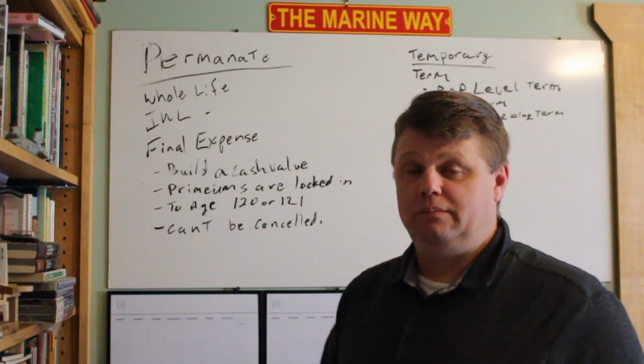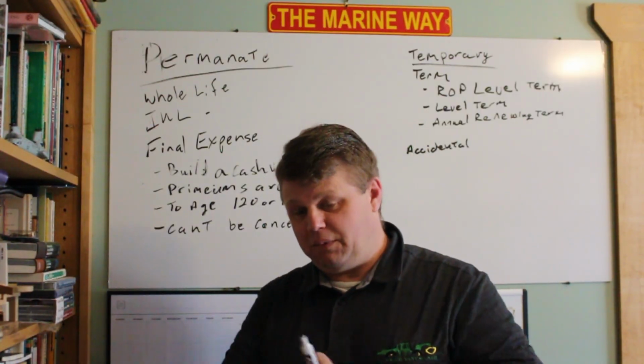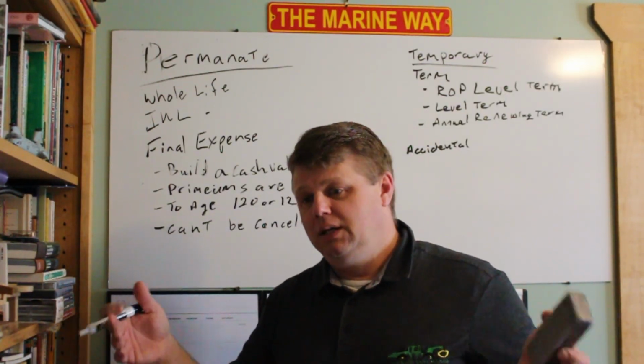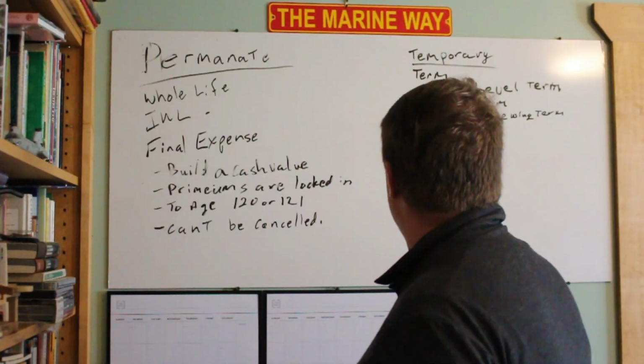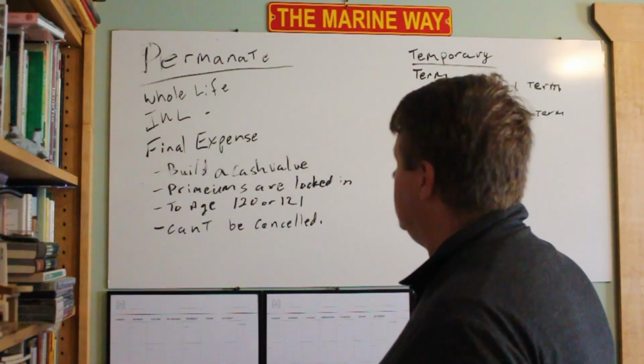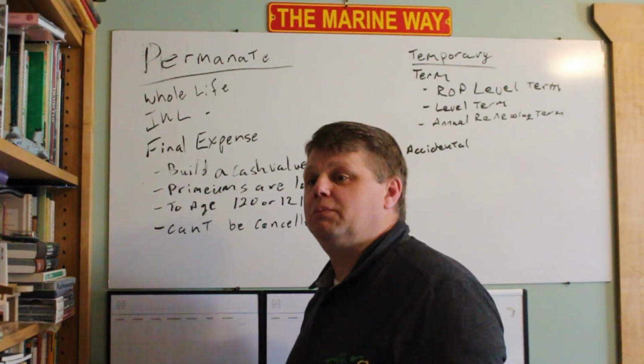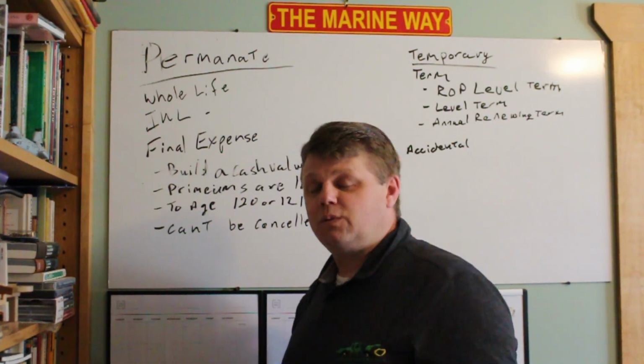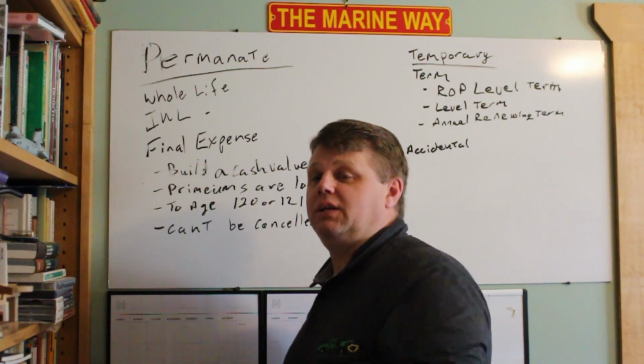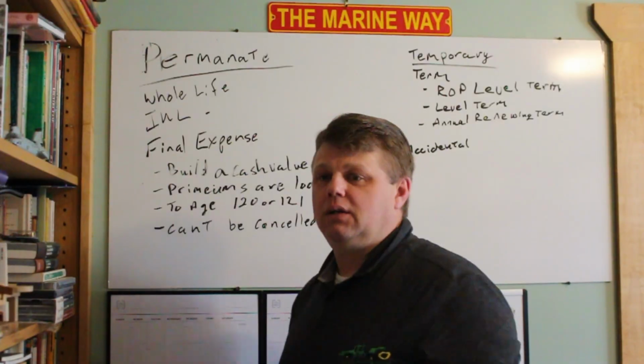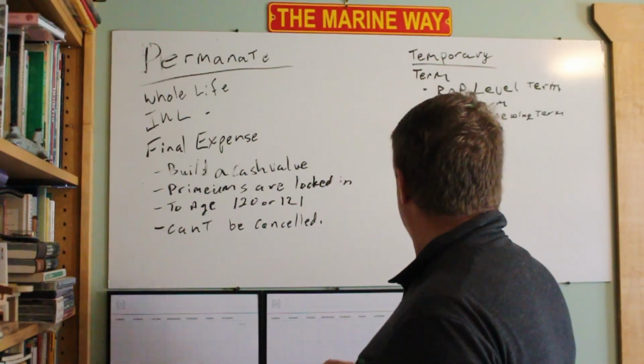Level term. Level term is just what it says. It's going to be level for a specific period of time, and then it'll increase in price. Annual renewing term sounds like just what it says. It goes up every year, so it's annually renewing. So it goes up and up and up.